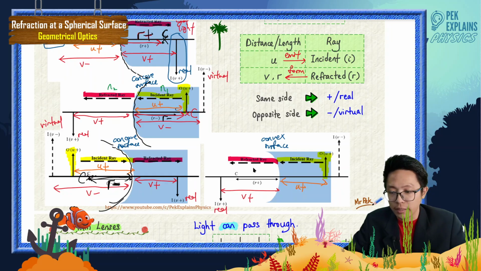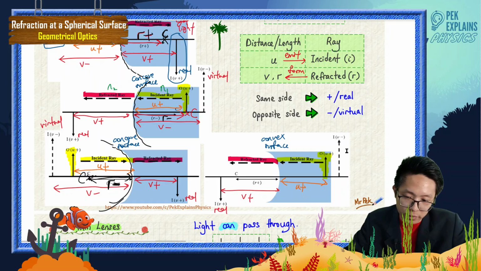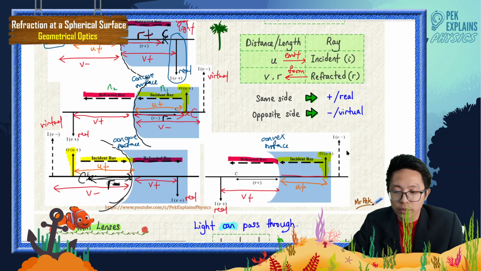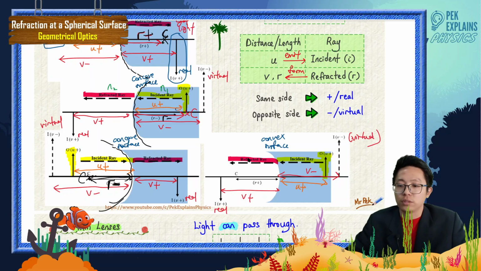Then how about this one? Let's say the image is formed over here. So V is over here. This V is opposite to the refracted ray, so V is negative. So this is a virtual image. Understand? Because V is opposite to the refracted ray.